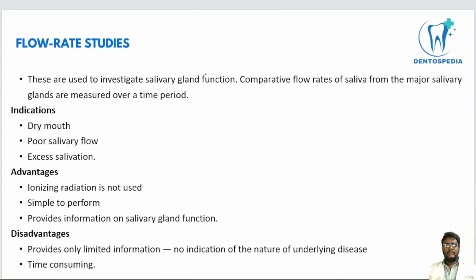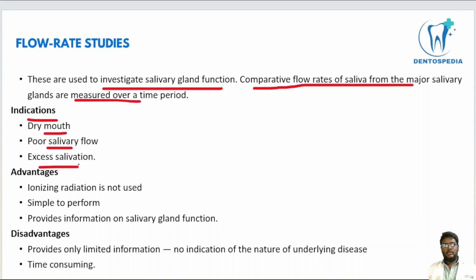And coming to flow rate studies, they are used to investigate salivary gland function. Comparative flow rate studies of saliva from major salivary glands are measured over a period of time. So we measure the saliva production and the flow rate of the saliva, and then we assess the glandular function. What are the indications of these investigations? Commonly we use it for dry mouth, poor salivary flow and excessive salivation. In these cases we use investigations like flow rate studies to assess the function.